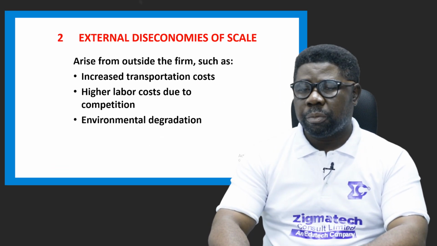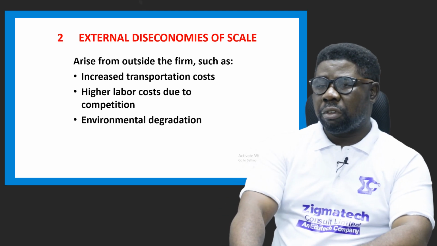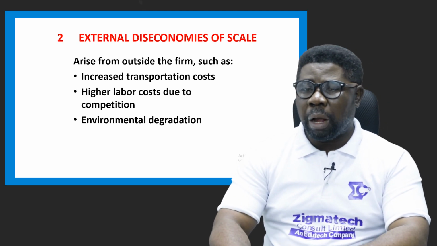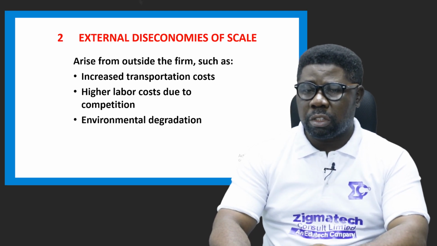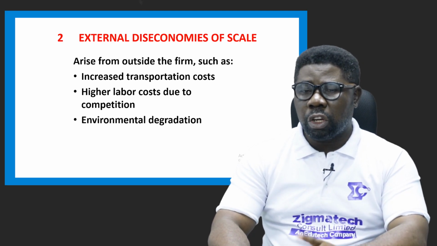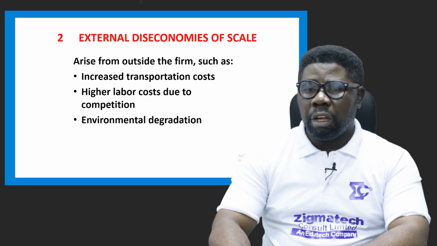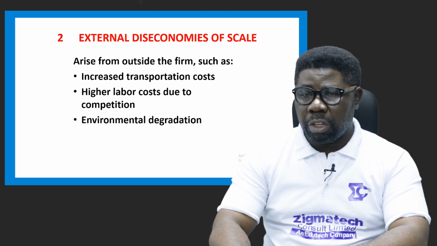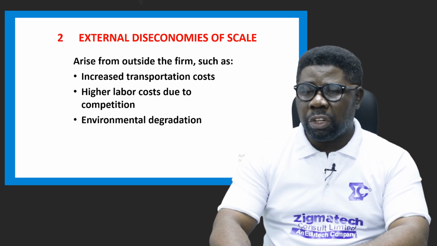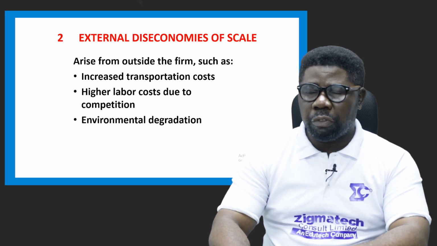Diseconomies of scale. External diseconomies of scale arise from outside the firm, such as increased transportation costs, higher labor costs due to competition, and environmental degradation. These are the three examples of external diseconomies of scale. When these become the order of the day, the company loses value. This is what? Value, of course.